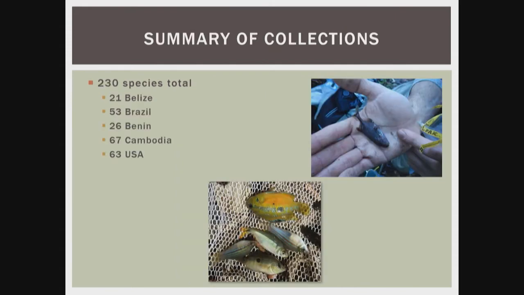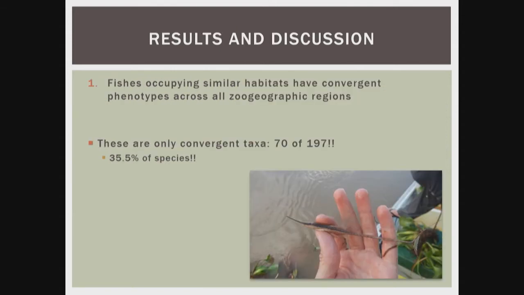And so here's just a summary of some of the results. I got roughly about 230 species in total, and then this is species for the country. So my first hypothesis was that I'd find convergence in these similar habitat types. I did see that. I saw about 70 out of 197 species. So that's about 36% of the species were convergent with at least one other species.